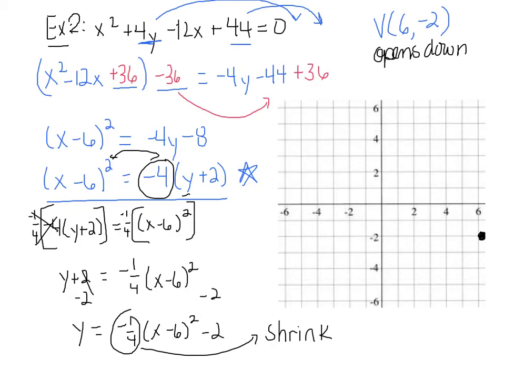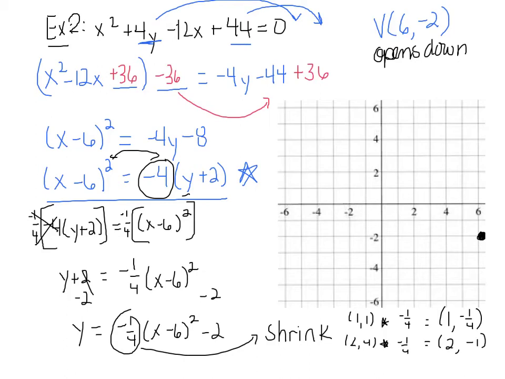And then let's take our original parent function points, so (1, 1) and (2, 4), and let's multiply those, just the y value, by that negative 1/4. Okay, so our (1, 1) is now going to be at (1, negative 1/4), and our (2, 4) is now going to be at (2, negative 1). Okay, and we're graphing that from this vertex.